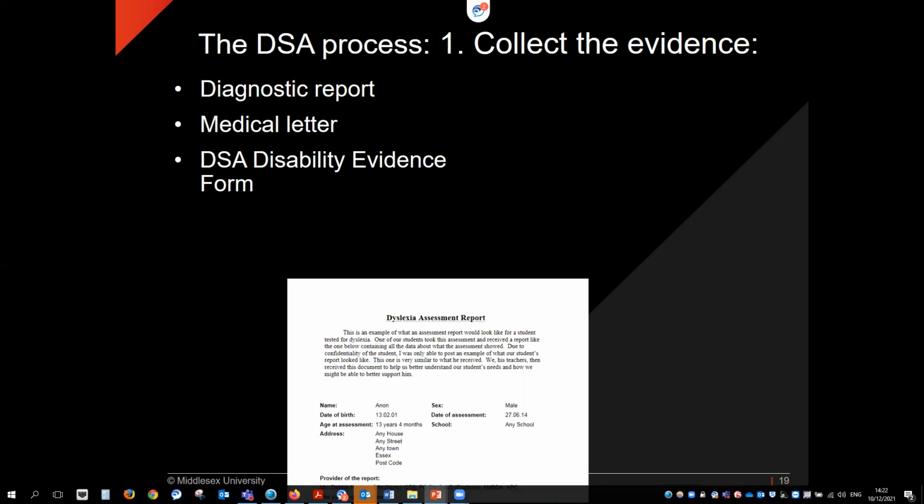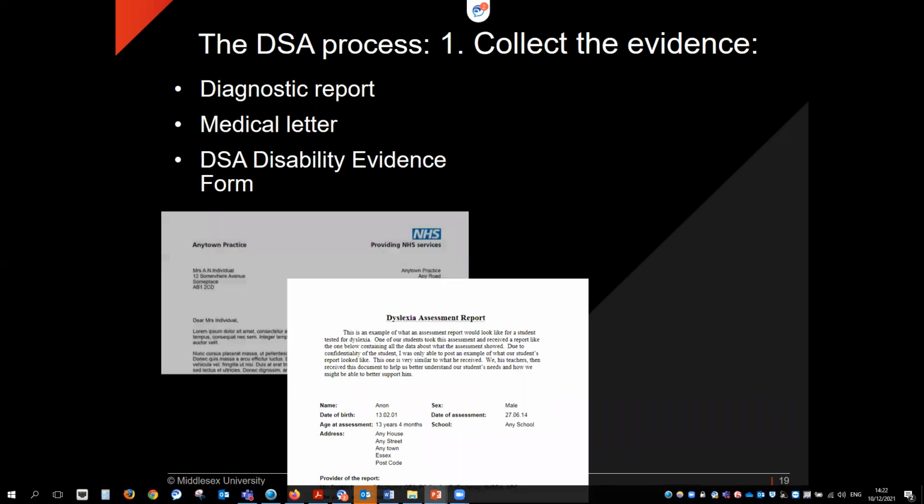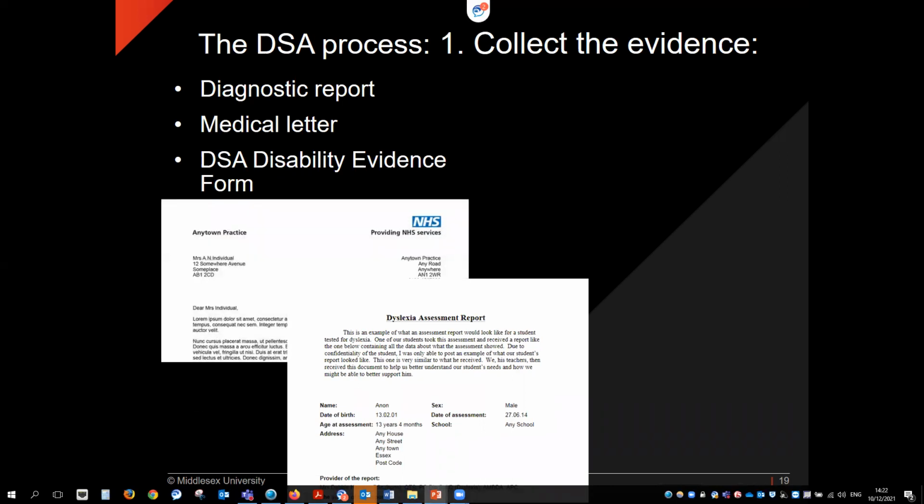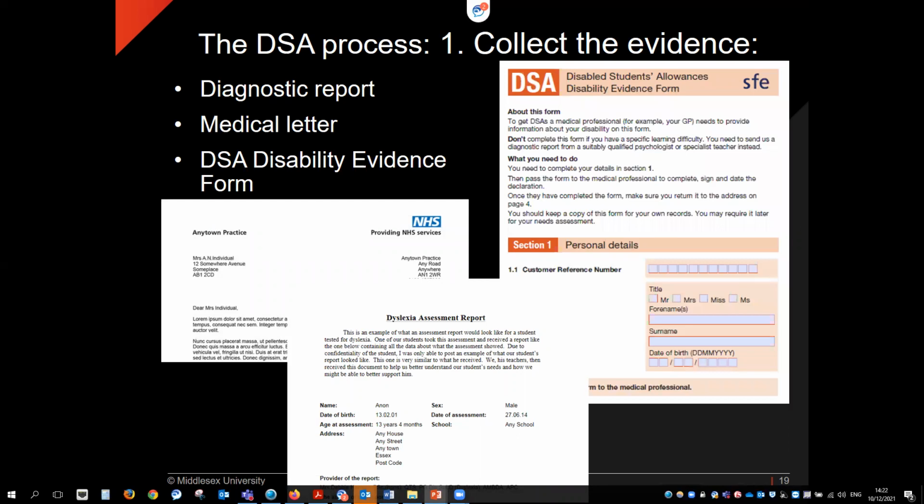So a diagnostic can be medical evidence. A medical letter for medical conditions can be medical evidence. It has to be written by a professional. So the student's GP or a consultant or a therapist, for example, can write a letter. And if the student doesn't have any of those, but they know they have a condition, we can give them the DSA disability evidence form, which is very clear and very easy to complete by medical professionals.